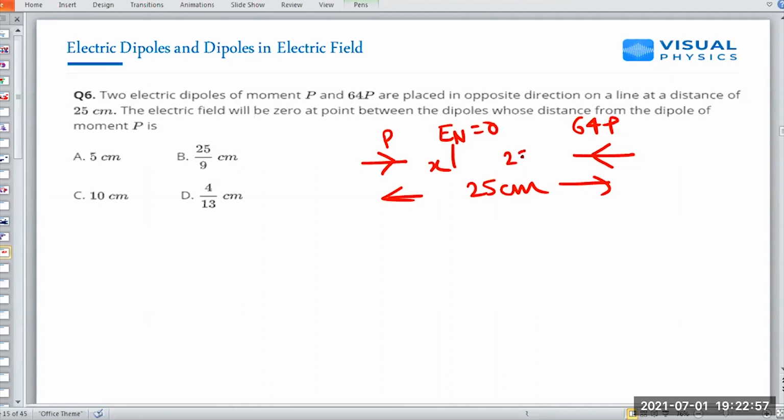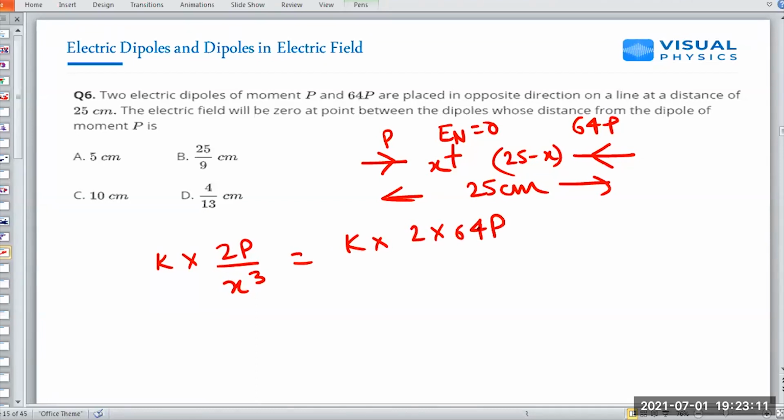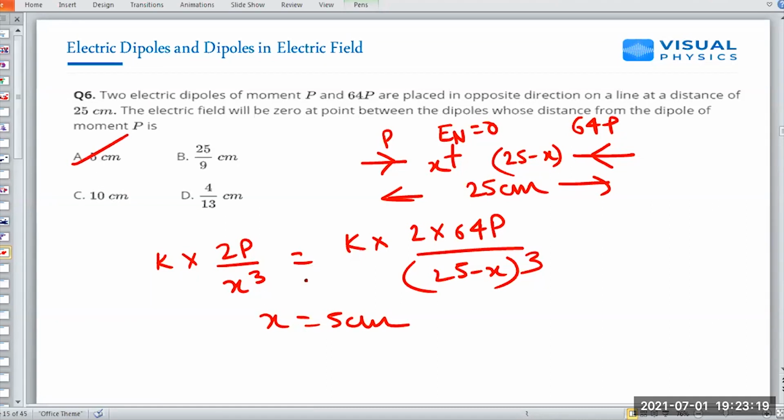Suppose this is x, so this will be 25 minus x. Now this point is definitely lying on the axial point of the dipole moment. So without wasting much time, I'll simply write k into 2p by x cube is equal to k into 2 into 64p by (25 minus x) whole cube. On solving, you will get x equal to 5 centimeters. It is the concept of neutral point, but in this case, not two charges but two dipoles. Okay, next.